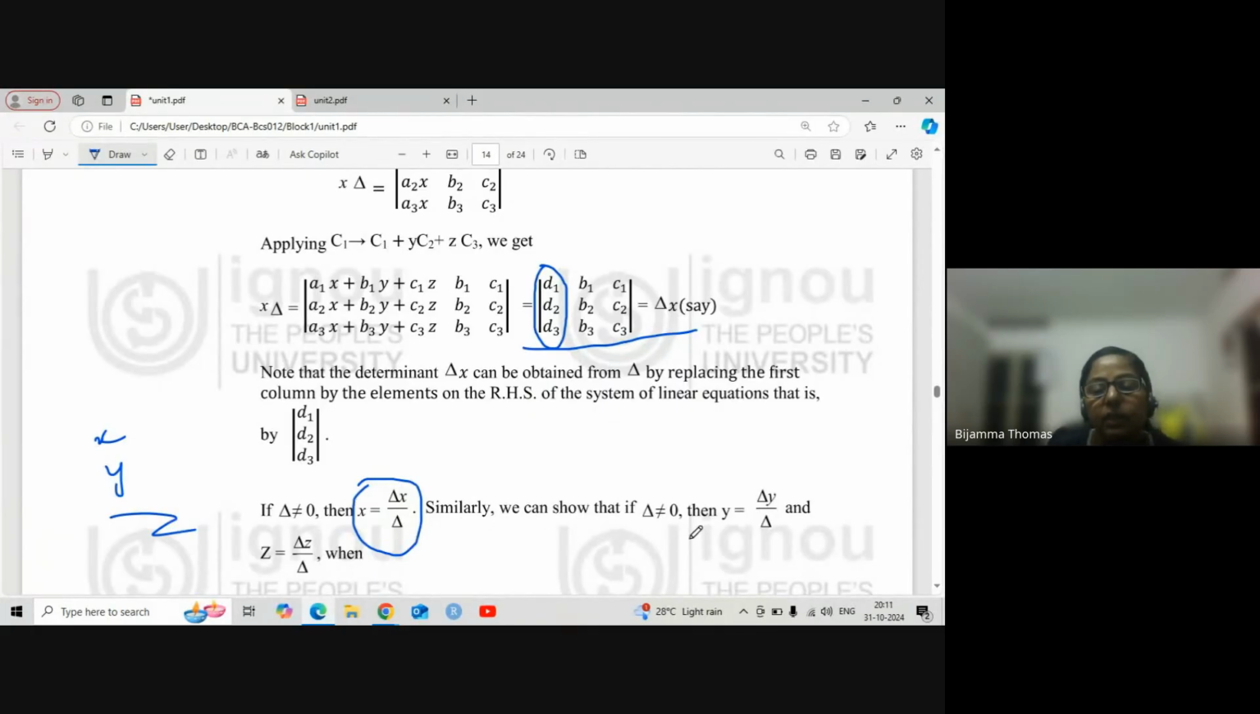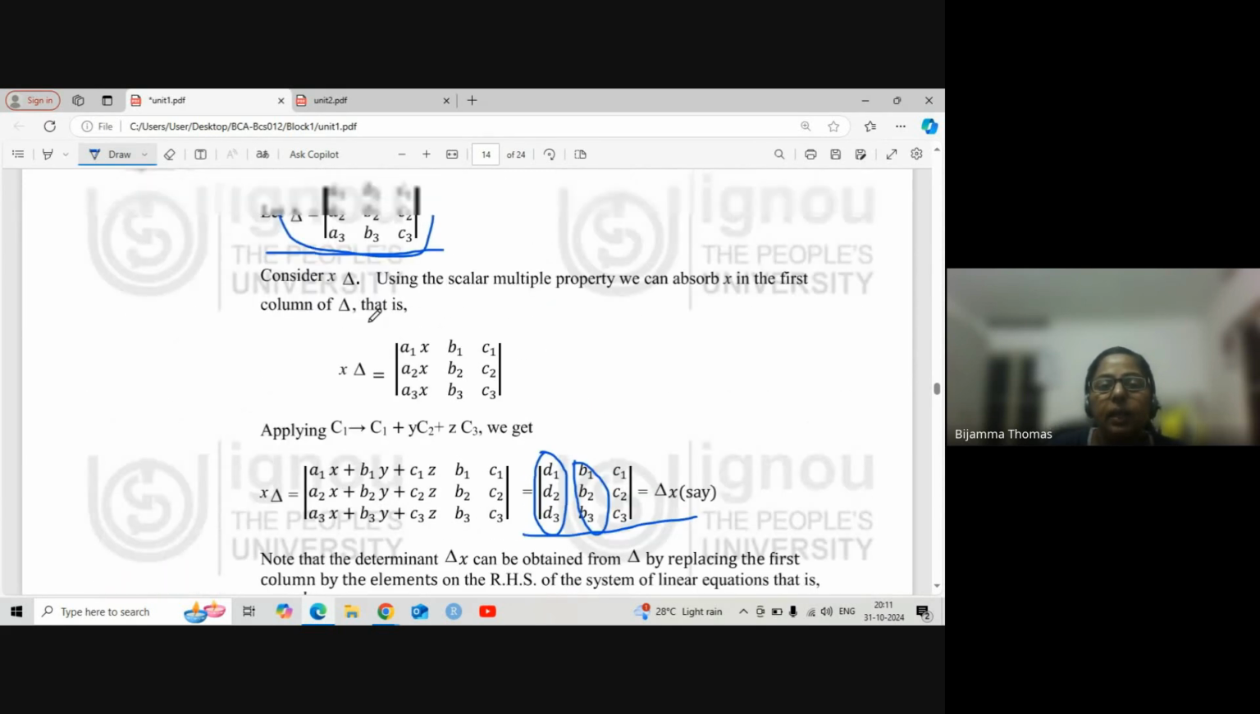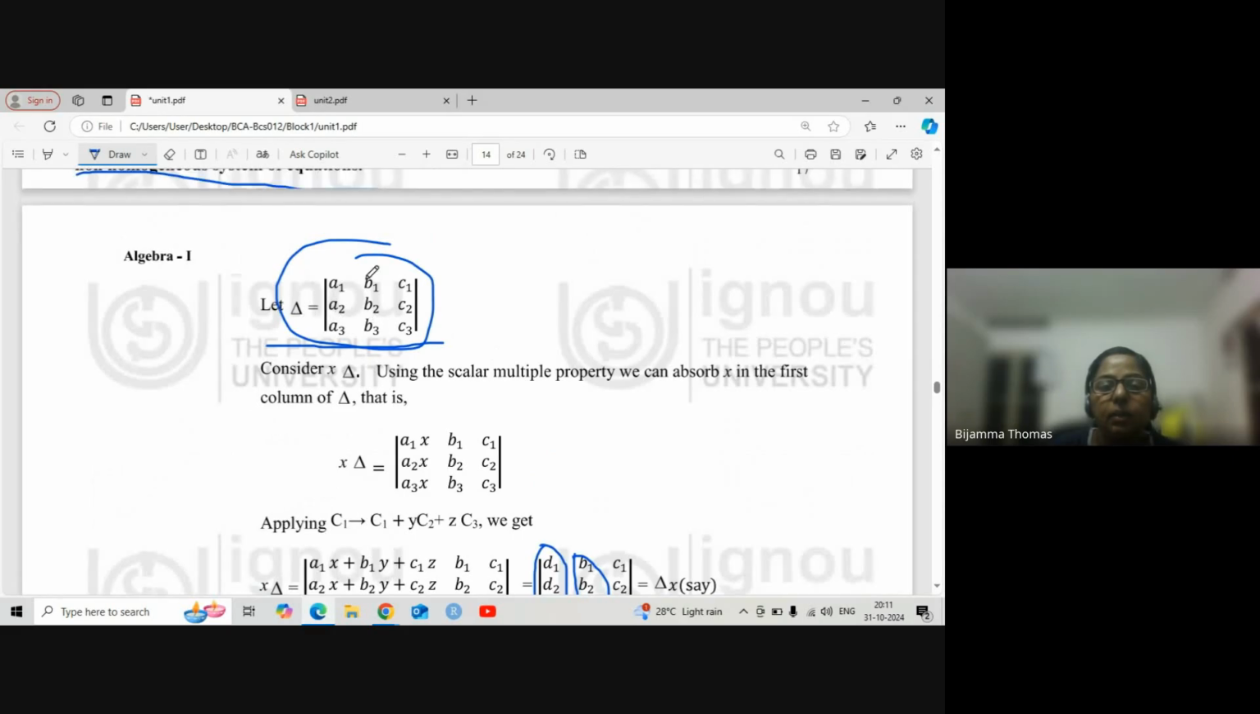Similarly, we can identify the value of y as delta y divided by delta. What is delta y? Y is the second variable, so the second column will be replaced by the right hand side constants d1, d2, d3. So delta y has columns a1, a2, a3, then d1, d2, d3, and there is no change for the third column.